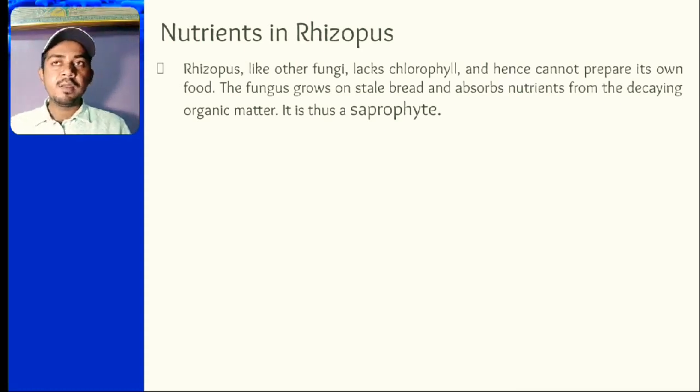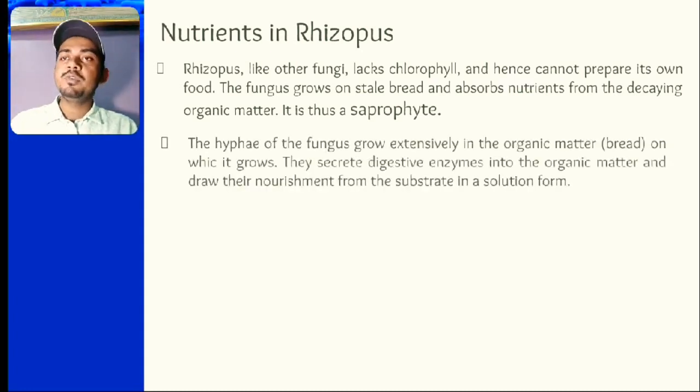a saprophyte. Okay, so in the very beginning we studied that fungi can be of two types. Either it can be saprophytic or it can be parasitic. If it is thriving on an organism which is dead, then it is considered a saprophyte, and if it is thriving on an organism which is living, then it is called parasitic.